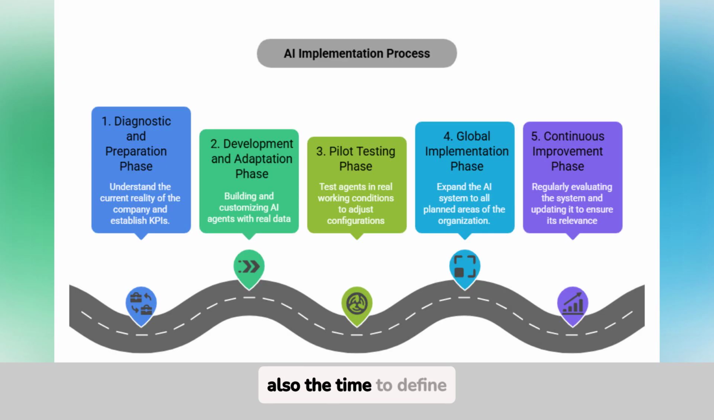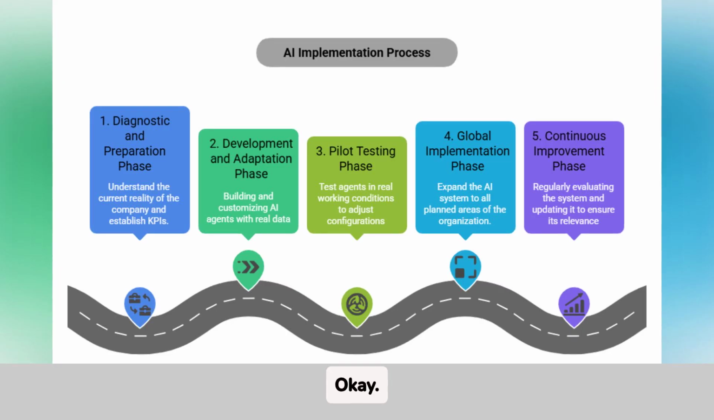This is also the time to define whether you will opt for a 100% automated model or a hybrid one in which humans supervise or intervene. We even identify who will be the supervisory figure and what will be the key performance indicators to evaluate the system from the beginning. This phase is essential to align expectations and lay a solid foundation. Okay. And once we have that clear map with defined priorities and objectives, what's next?